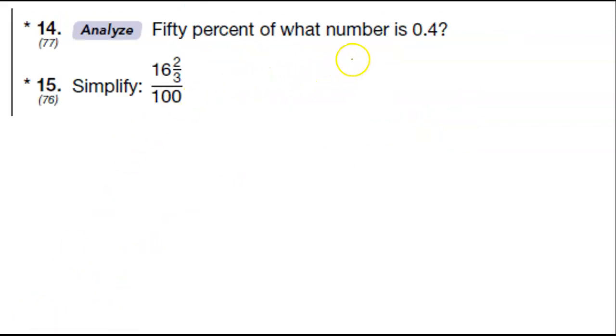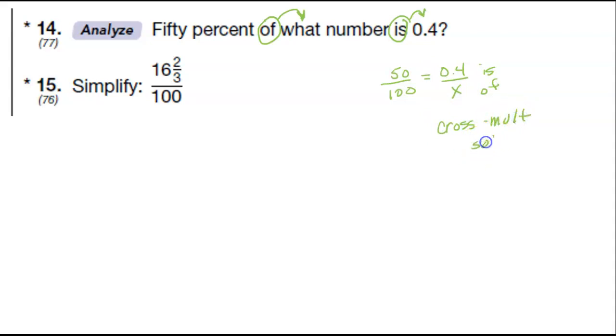50% of what number is 0.4? So I have 50%, which is 50 per 100, is equal to is over of. This is going to be 0.4 over x, and you're going to cross multiply and solve for x.